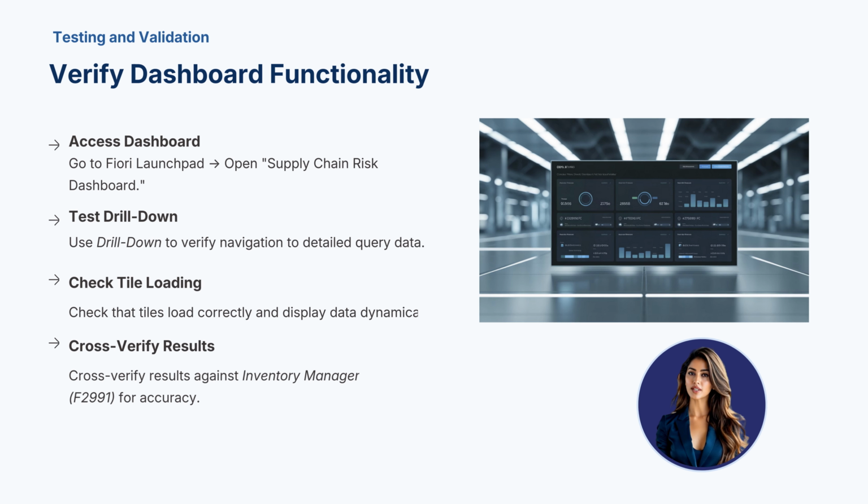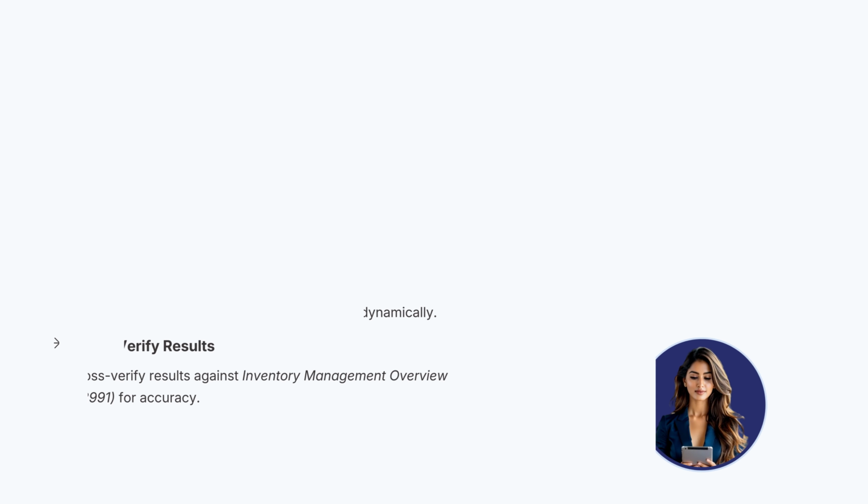Testing and validation, return to the Launchpad, and open Supply Chain Risk Dashboard. Confirm all KPIs display correctly and respond to filter changes. Drill down into delayed supplier performance to view underlying PO details. Cross-check values with Inventory Management Overview, F2991, to confirm real-time consistency.